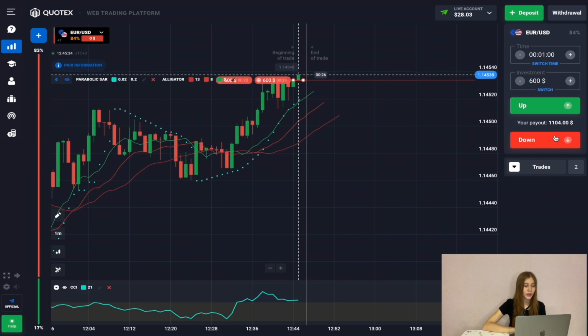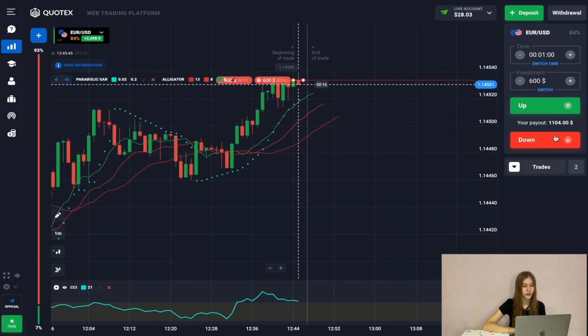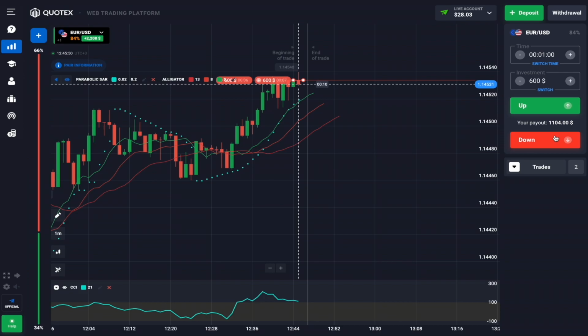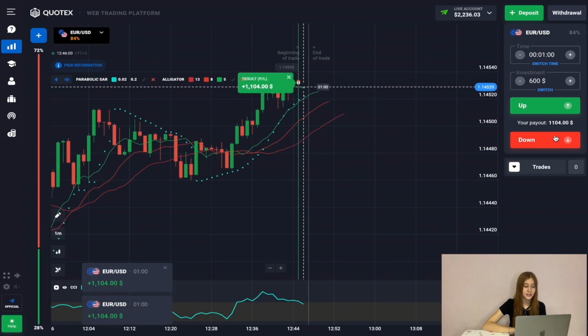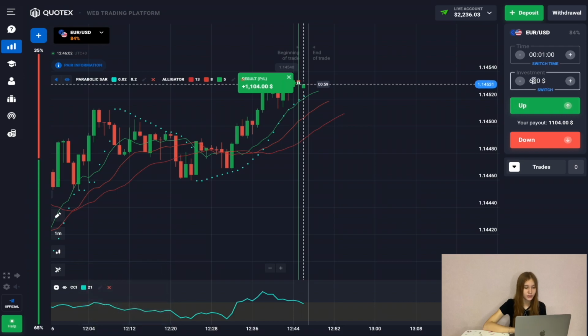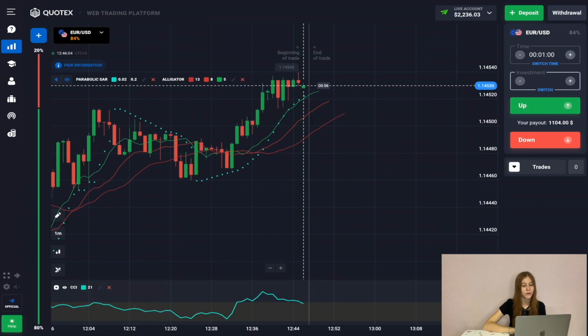So let's wait for a red candle on which we will successfully close our trade. So we successfully close our trade on a red candlestick and move on.